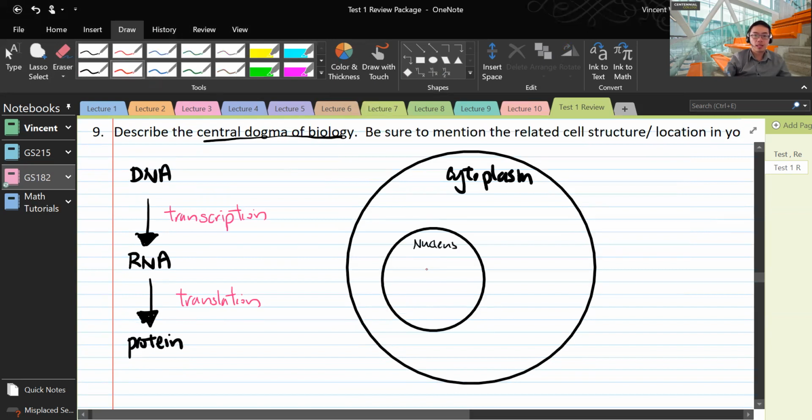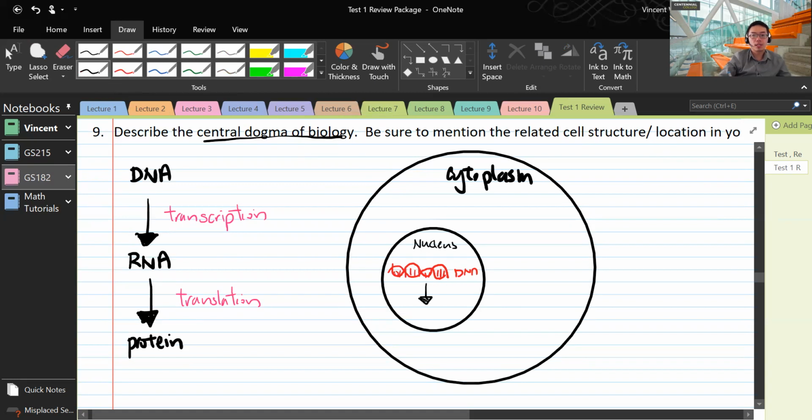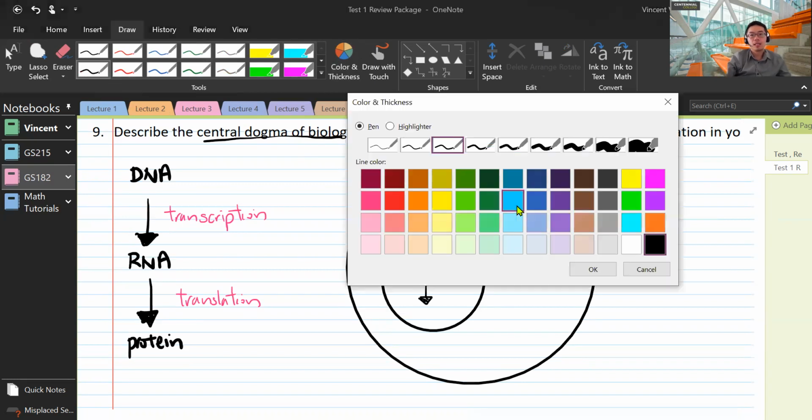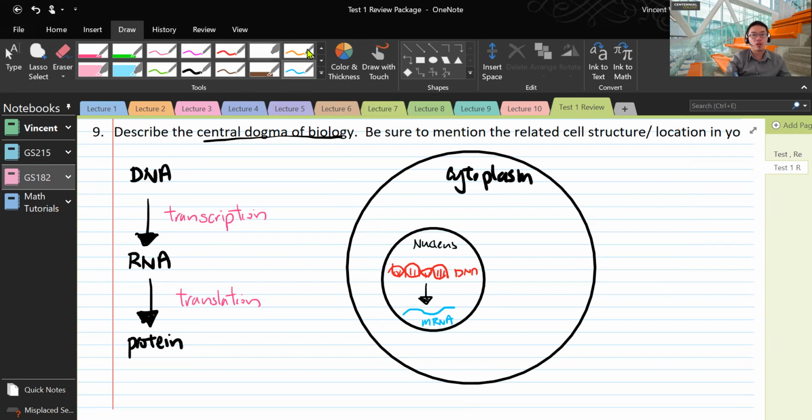Okay, so in the nucleus, we have our DNA. The DNA is the double helix. And like I said, through transcription, we're going to make a copy of that in the form of RNA. There are different types of RNA that we'll learn in the second half of the course. This one is called mRNA, messenger RNA.